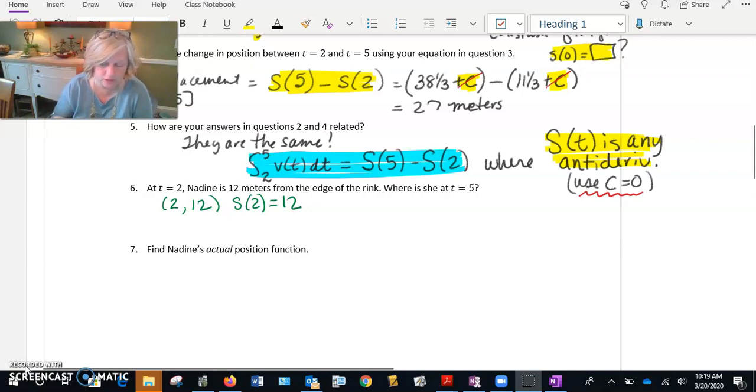but we're given in this number 6 that at t equal to 2, Nadine is 12 meters from the edge of the rink. So that gave us a point that we can use to get the constant of integration, okay?